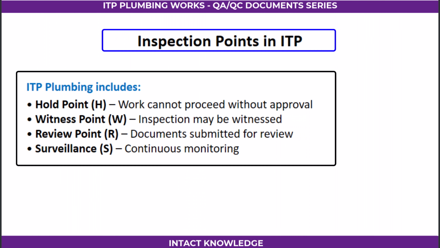ITP plumbing includes: hold point (H), work cannot proceed without approval; witness point (Q), inspection may be witnessed; review point (R), documents submitted for review; surveillance (S), continuous monitoring.